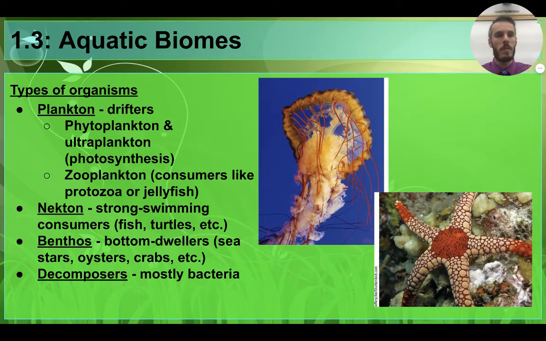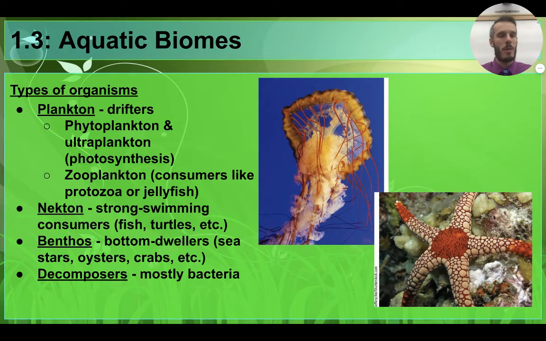So things like jellyfish. Okay, you may not think of jellyfish as plankton, but they just really drift along in the water by the currents or the waves. So they are considered to be plankton. Nekton, those are animals that are really able to swim well. So animals like fish, sharks, turtles.